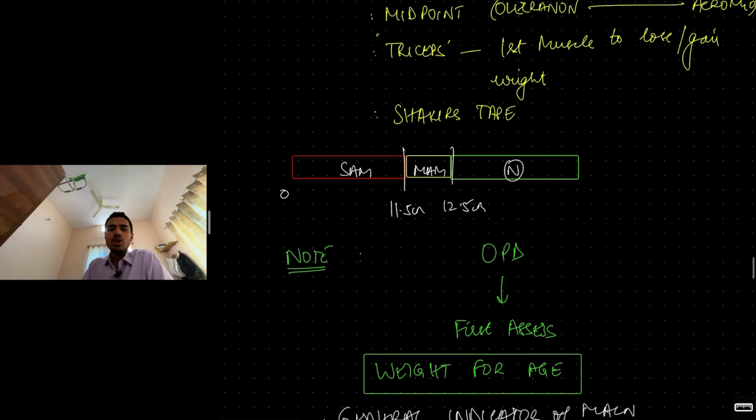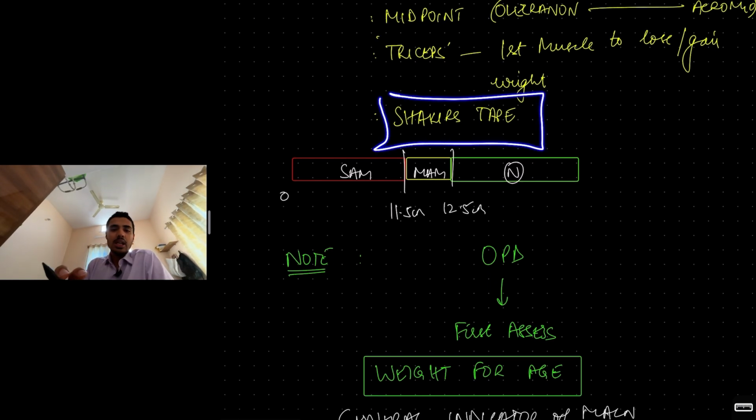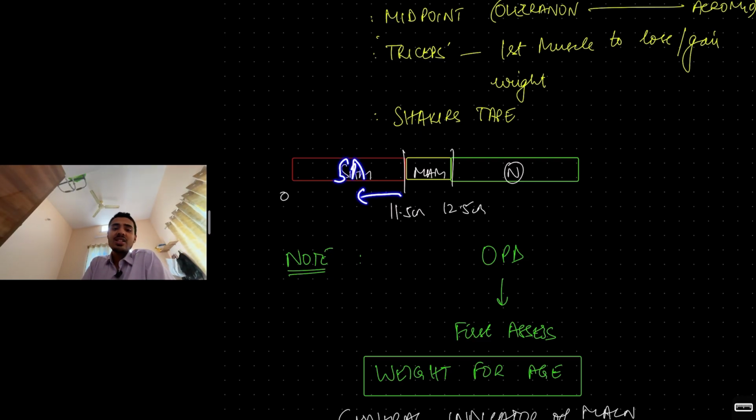What will you use? You will use something known as Shakir's tape. In this tape, when you take the mid upper arm circumference, if it is more than 12.5 centimeter, it is normal. If it is between 11.5 and 12.5, it comes under moderate acute malnutrition. If it is less than 11.5 centimeter, it comes under severe acute malnutrition, SAM.